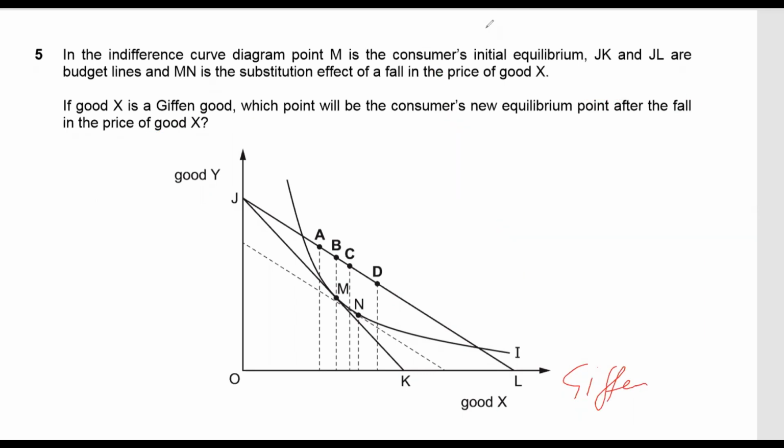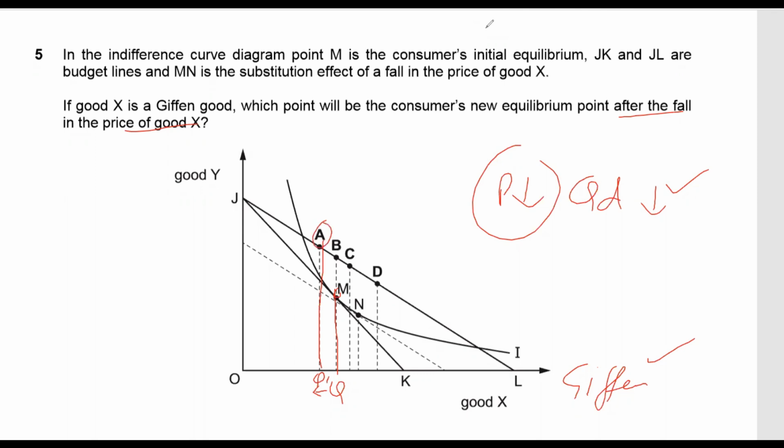Consumer was initially purchasing at M. At M, he is purchasing this much quantity of given good. Now, if price of X falls, then quantity demand for X will also fall, because fall in price of X increases purchasing power of consumer. When purchasing power of consumer increases, then they purchase lesser quantity of given goods, very poor quality products. So it means quantity should decrease from Q to Q1, and you can now see that at Q1 new equilibrium is at point A. So A is the correct answer for this.